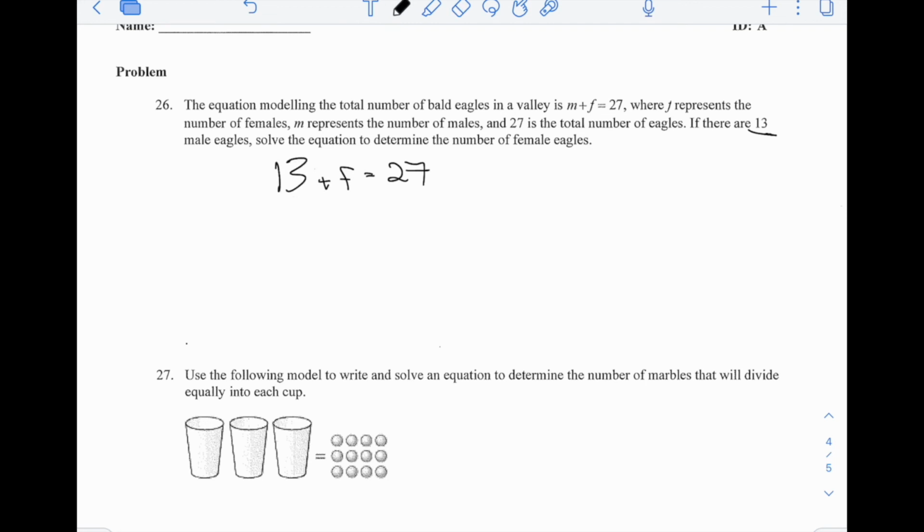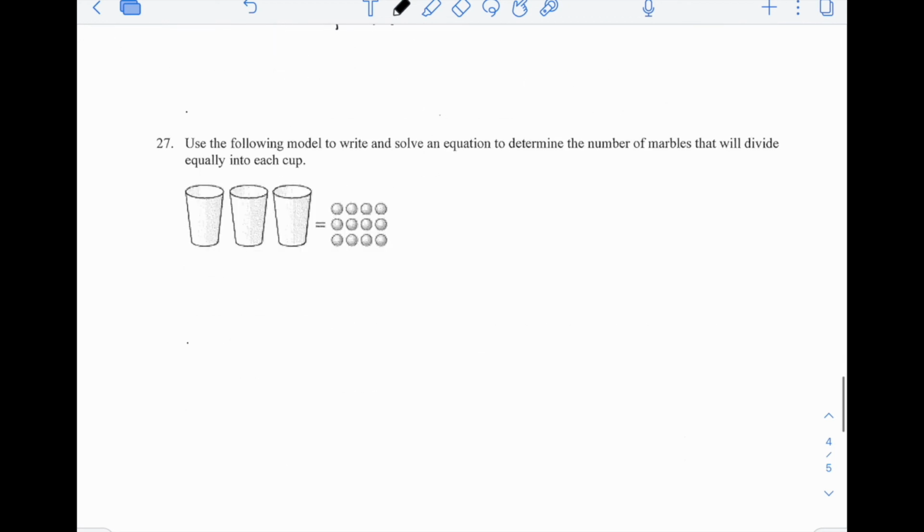So now I've just got a one-step equation, 13 plus f equals 27. So how many are there? I can do this one by inspection and just look, 13 plus 14 is 27, or I can do it with steps, subtract 13, f equals 14. Okay, so how many females? 14 females.